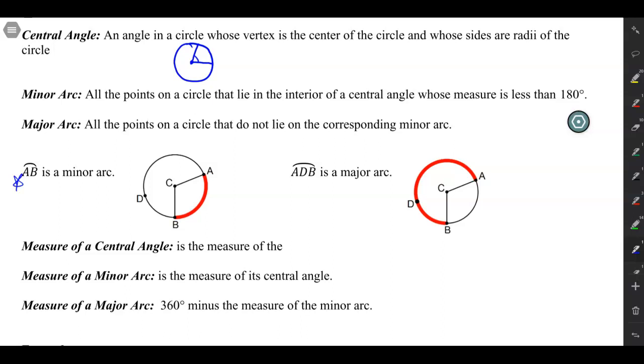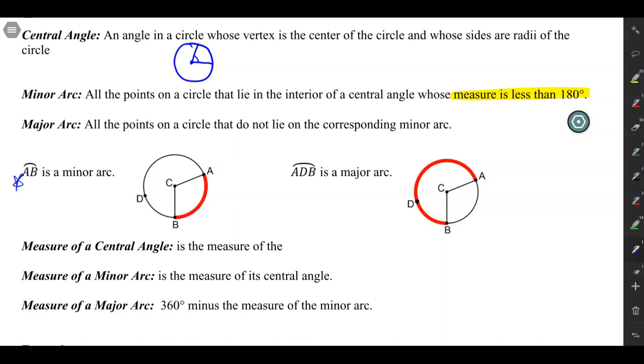So I'm looking at the arc that starts at A and ends at B. So we're going to put the little swoosh over it and connect those two points, A and B. Another important thing is that a minor arc's measure is less than 180 degrees. Okay, so think about your minor arc as the smaller chunk of the circle.